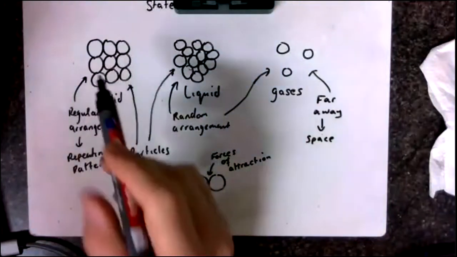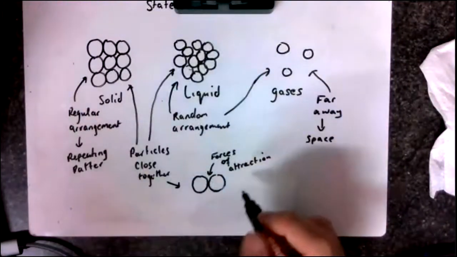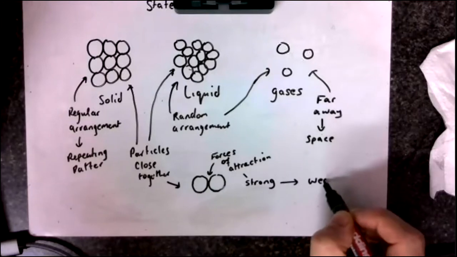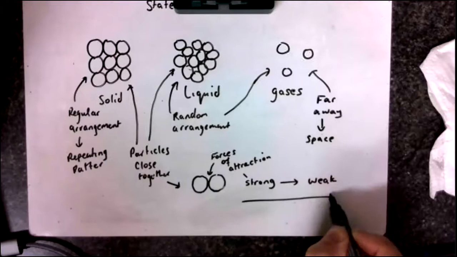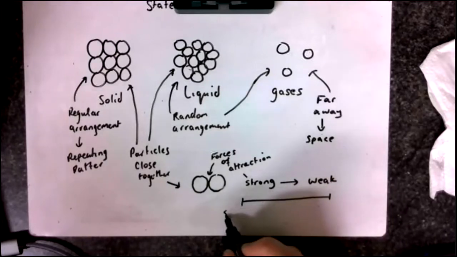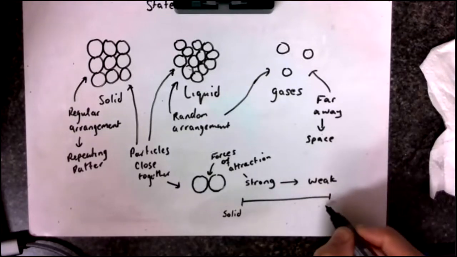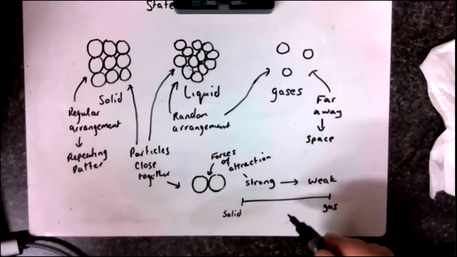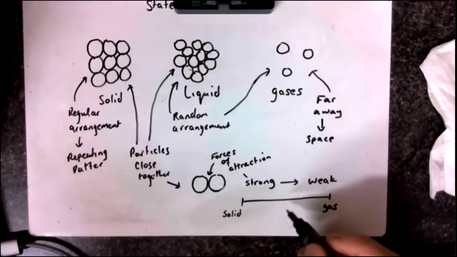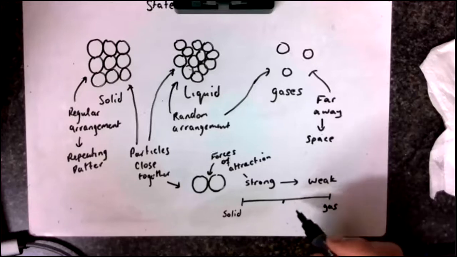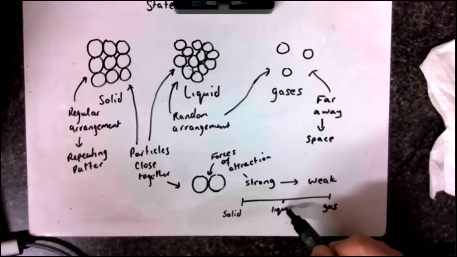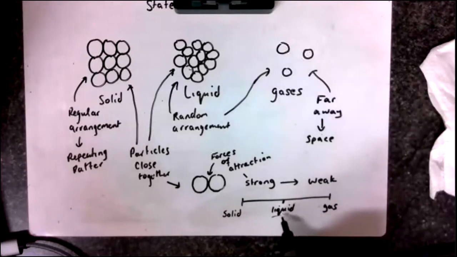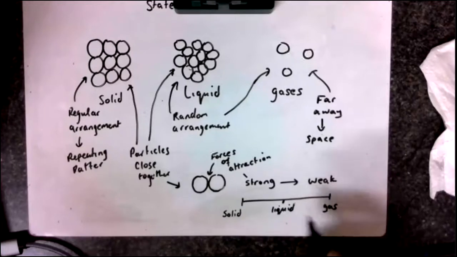That's why in a solid, the particles are held together tightly. So we say that in a solid, forces of attraction are strong, and the range is strong to weak. If we put them on a scale, the strong forces of attraction are usually a solid, and the weaker forces of attraction are usually a gas for any particular substance. In the solid form of a substance, for example ice if we're talking about water, we have the strongest forces of attraction between the particles. In the liquid, the forces of attraction are usually weaker, somewhere in the middle, and in gases we have the lowest forces of attraction.